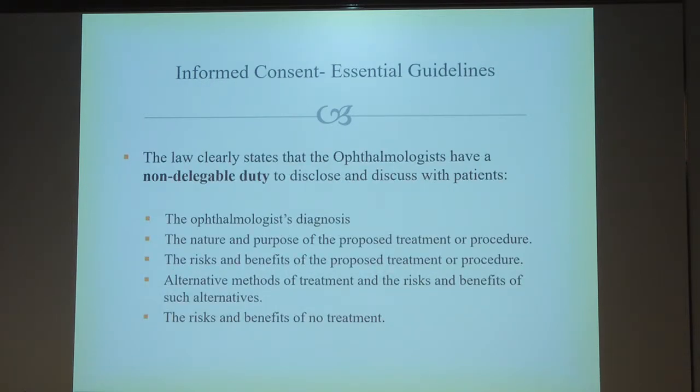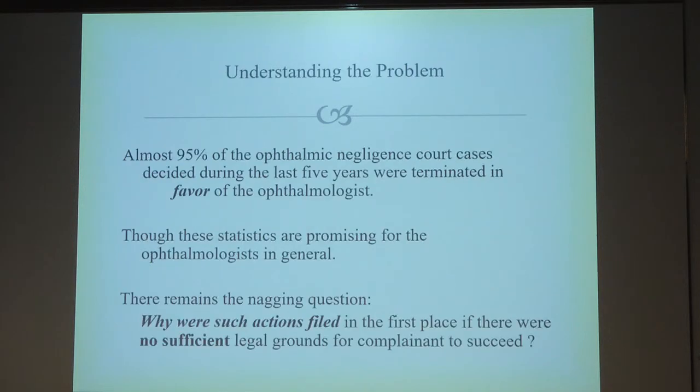The law clearly states that ophthalmologists or doctors have a non-delegable duty to disclose and discuss with patient. Non-delegable is you cannot give it to your subordinates or anyone. It is your duty to take the consent, at least inform the patients about that consent. And the points that should be covered are the diagnosis, the nature and purpose of the proposed treatment or procedure, risk and benefit of the proposed treatment, alternative methods available, and the risk and benefits of such alternatives, and risk and benefits of no treatment.